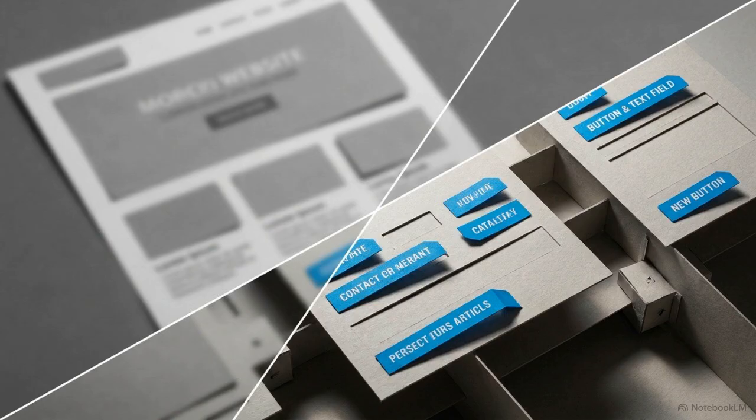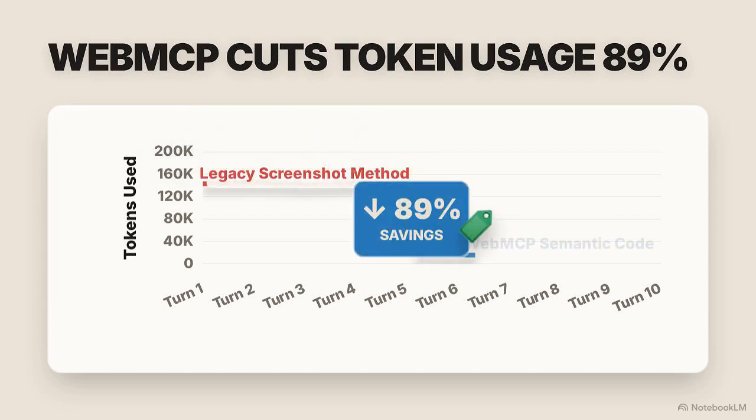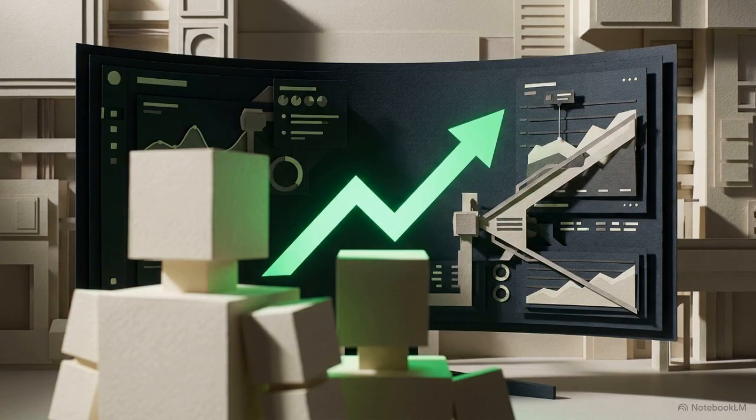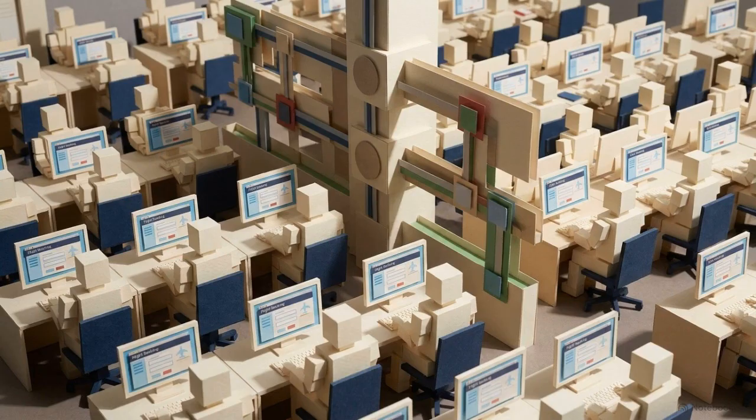Moving from visual guessing to native semantic tags changes the business case for AI integration. This chart compares token usage per turn. By eliminating image processing, WebMCP token consumption drops by 89% compared to screenshot-based automation. For product managers, this metric flips the script. AI integration shifts from an expensive infrastructure challenge to a lightweight feature. Flawless, single-prompt user automation is now economically viable at scale.